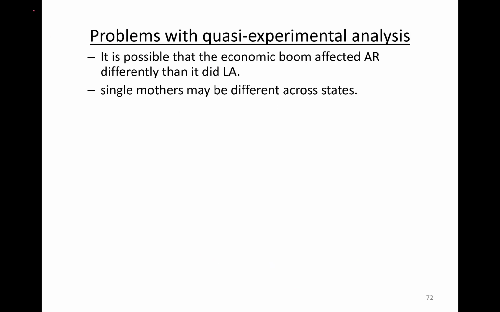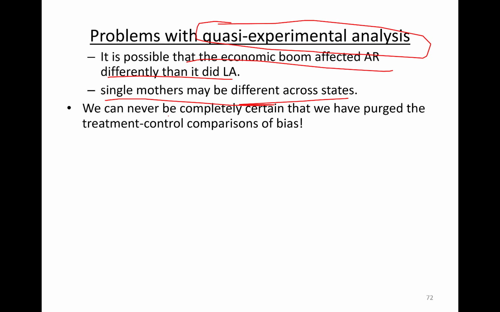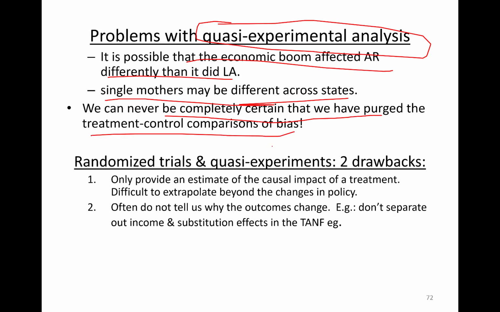So let's talk about potential problems with quasi-experiment analysis. It's possible that the economic boom affected Arkansas and Louisiana differently. Single mothers may be different across states. We can never be completely certain that we got rid of all the bias in the treatment-control comparison. However, this is a great tool.